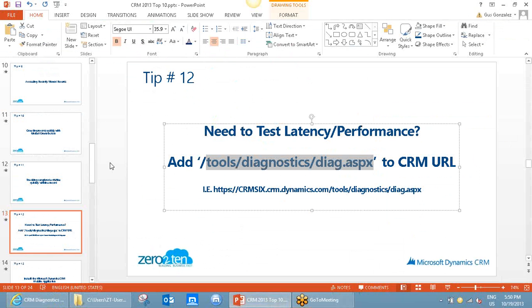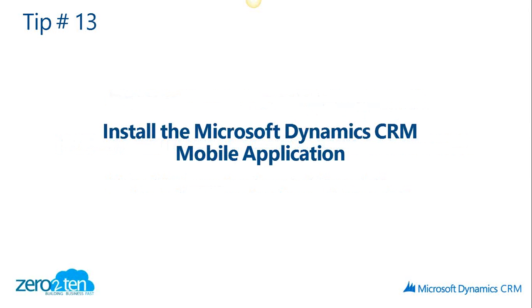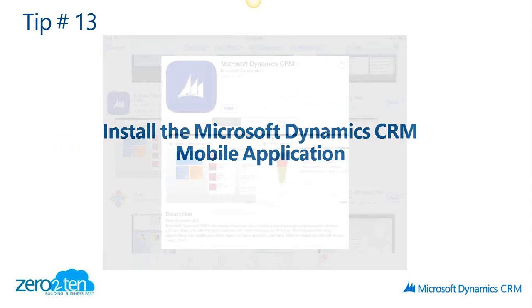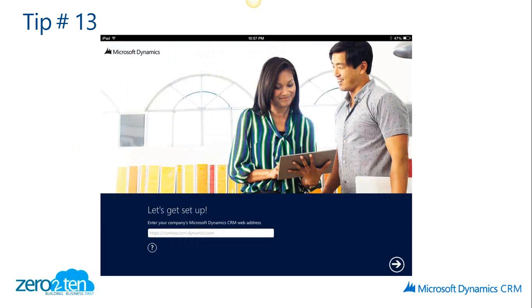Now, for the last three tips, I wanted to talk about mobility. First, CRM 2013 came with a mobile application that you can download from your app store if you have an iPad or a Microsoft Surface. So installing the Microsoft Dynamics CRM application is really simple. Here, I took some screenshots when I installed mine on my iPad. So you go to the App Store, search for Dynamics CRM, open this application, and install it in the system.